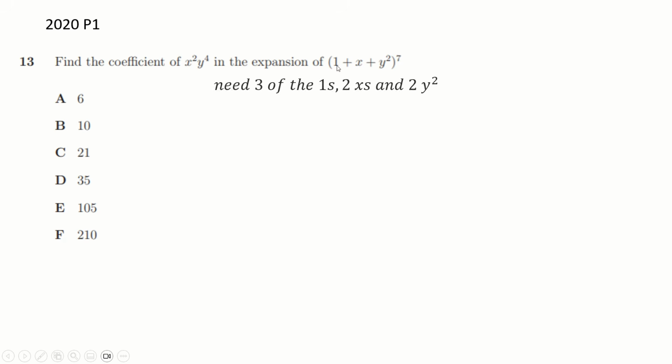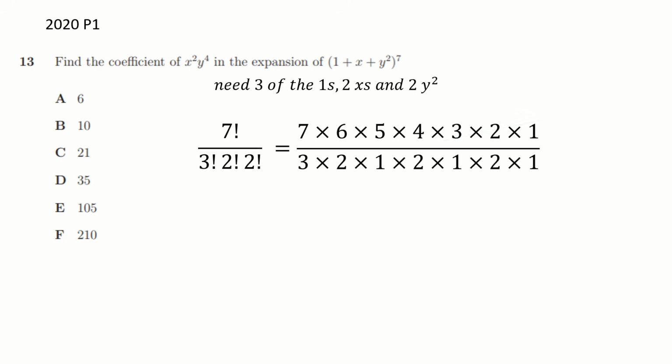So that's what we're going to do, and that will, of course, be 7 factorial over 3 factorial, 2 factorial, 2 factorial, because that's the number of each we're selecting. We actually just calculated this on the previous page. It's 210, and we get that question done very, very quickly if we know this little trick. So that was a 30-second question if you just know how to do that.